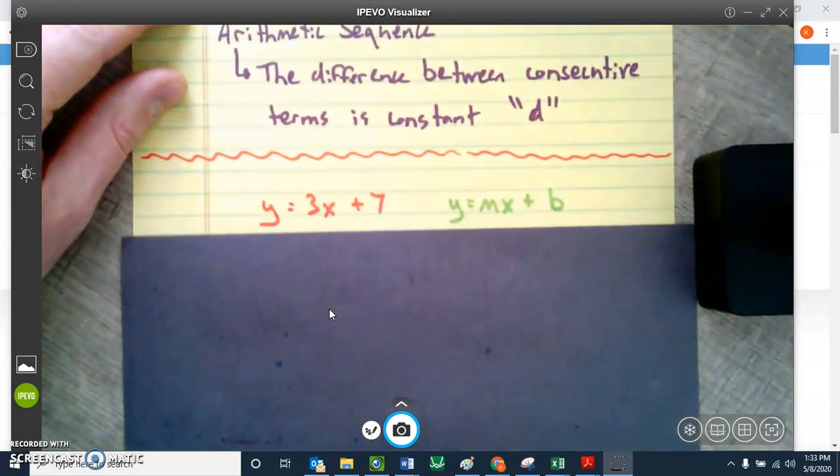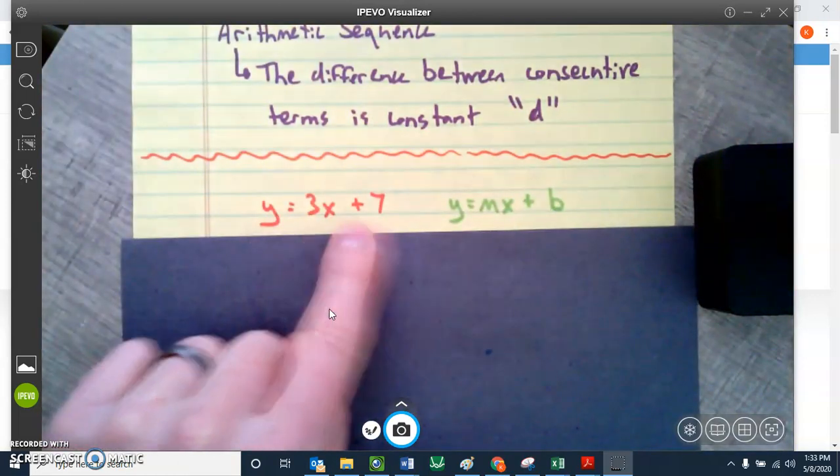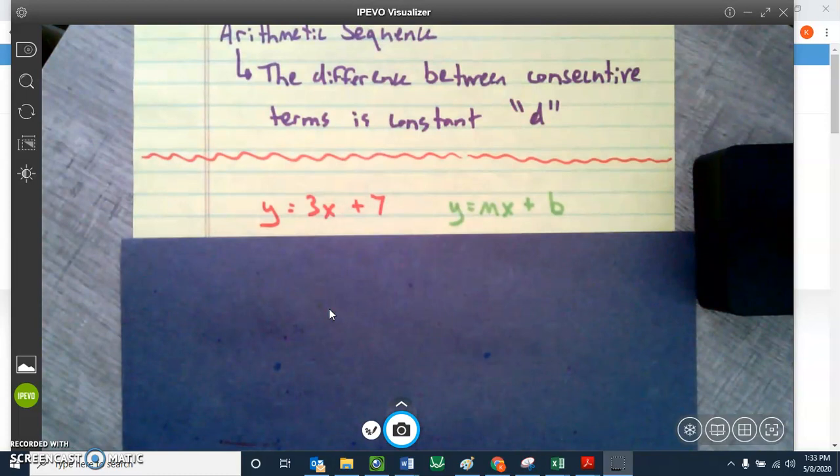And actually, I made a new one here, right? y equals 3x plus 7. Hopefully, it sounds like a line to you guys. y equals mx plus b. We're going to translate between the two because they are the same, right?